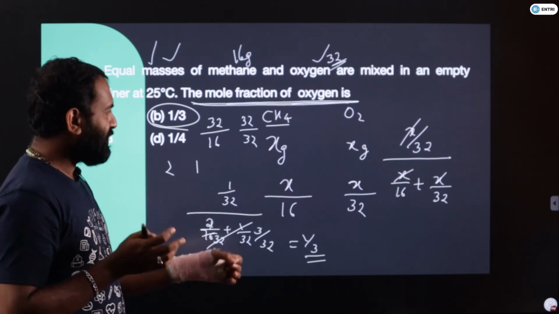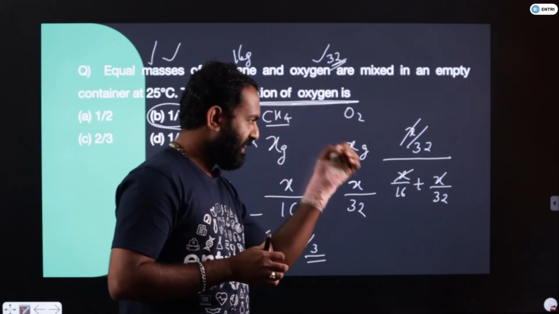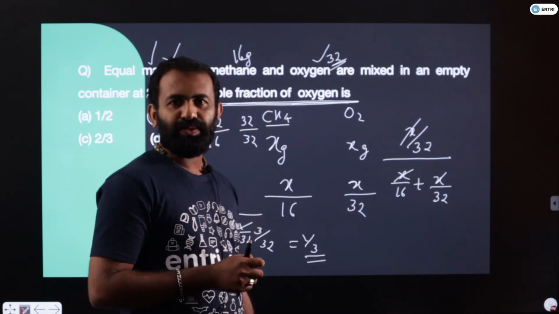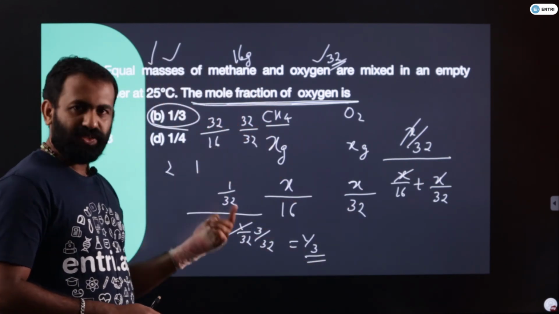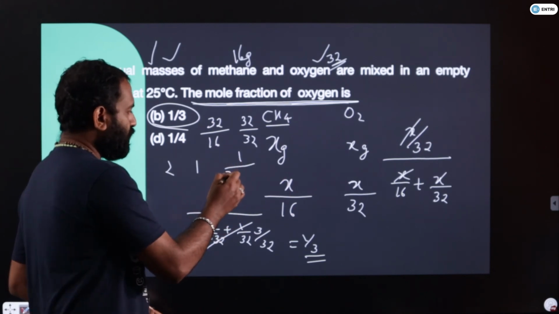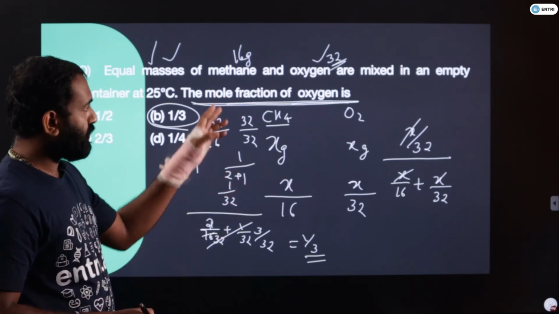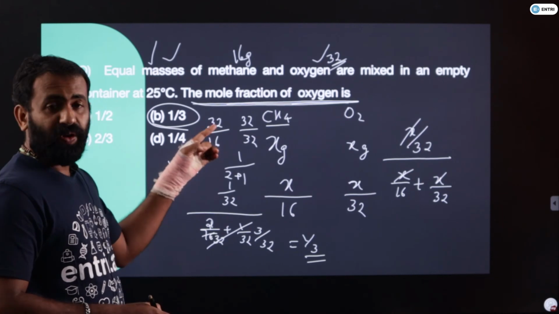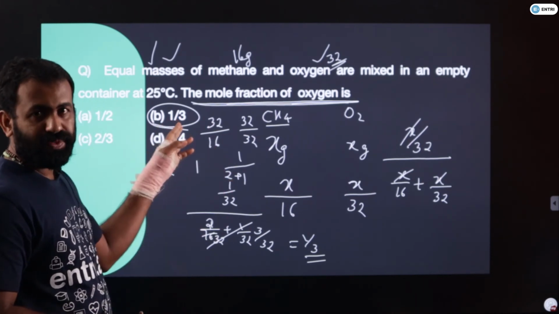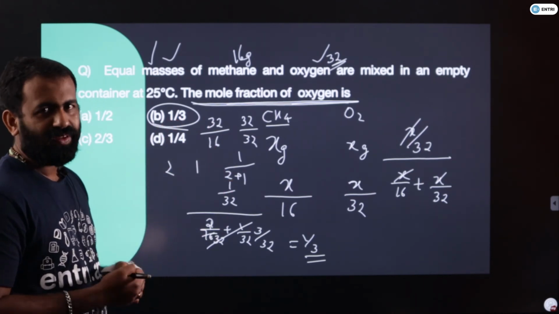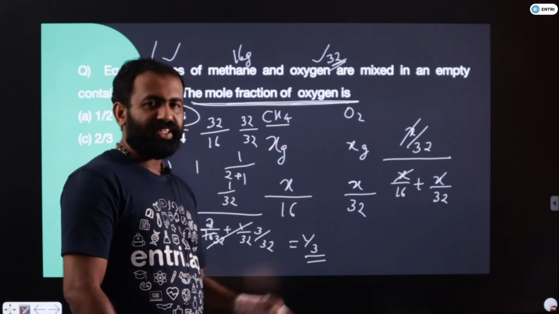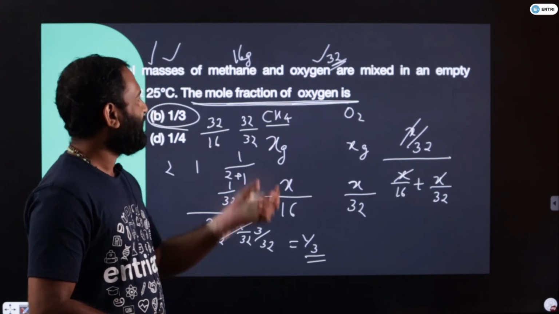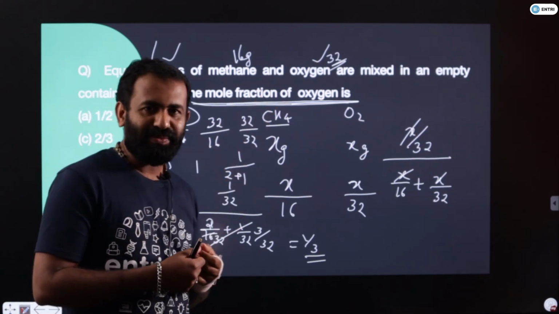Instead of x by 32 divided by x by 16 plus x by 32, the 32 by 32 value is 1, and 32 by 16 is 2. So, 1 by 2 plus 1. In the case of mole fraction of oxygen, it is 1 by 3. Okay. Option B, 1 by 3. Anyway, you can start with x gram of methane and x gram of oxygen, or 32 gram methane and 32 gram oxygen.